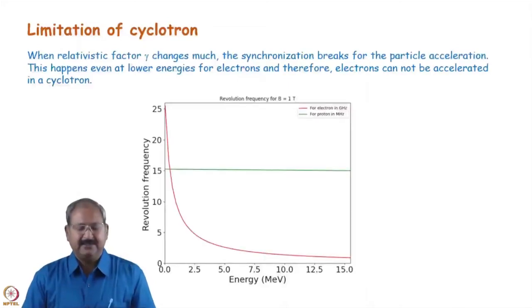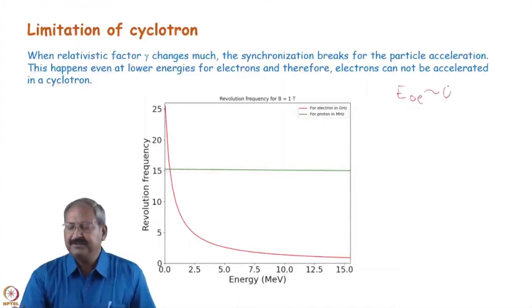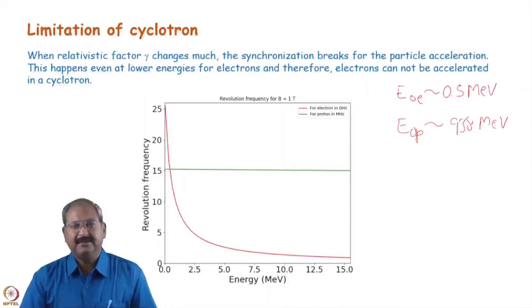We see how the revolution frequency changes in the case of electron and proton. In case of electron, the rest energy is only 0.5 MeV. Means even 0.5 MeV kinetic energy is comparable to the rest energy. So the particle becomes relativistic very early. And in the case of proton, rest energy is 938 MeV. Means it is near to 1 GeV. So up to 15 MeV or 100 MeV, the particle's kinetic energy is much lesser than the rest energy. So gamma doesn't change in case of proton in the lower energy region, while for electron it changes rapidly.